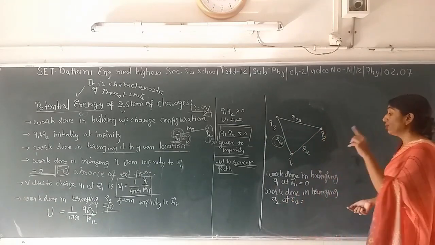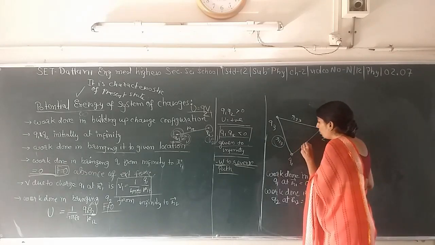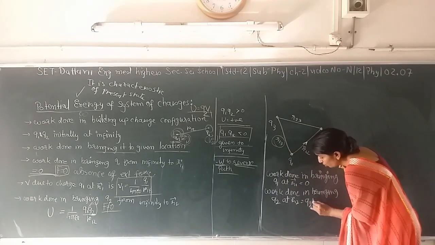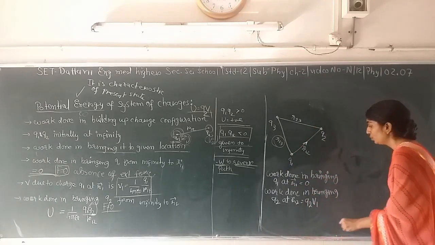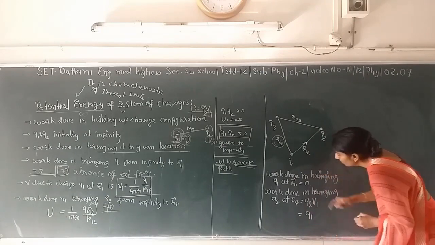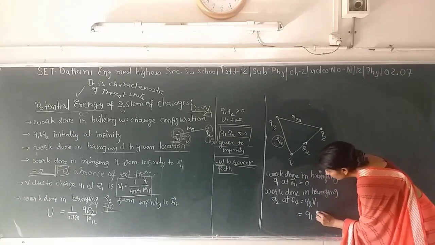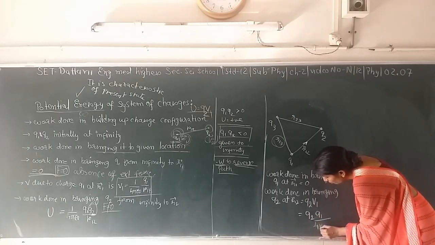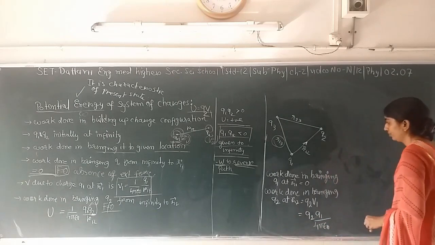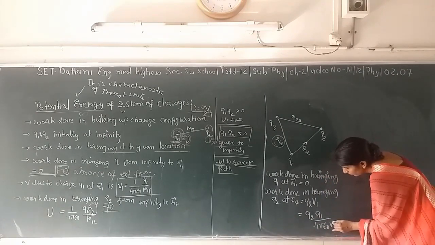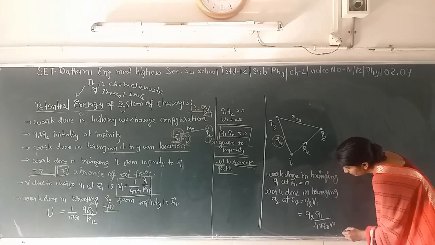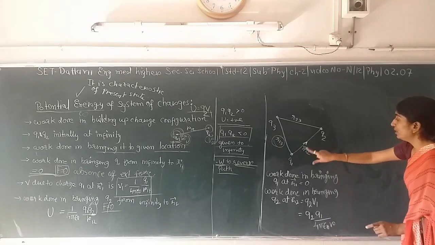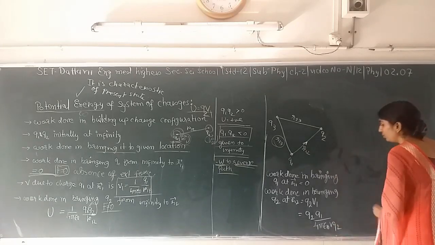This work should be in opposition to the potential due to this. So I will say Q2 into V1, where V1 is the potential due to Q1. So that is Q2 Q1 upon 4 pi epsilon naught. And of course the distance between these two is going to be R12.